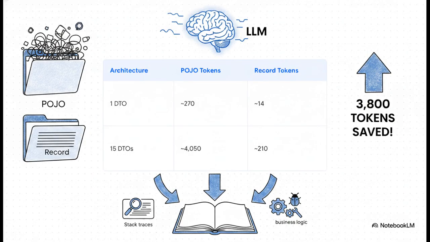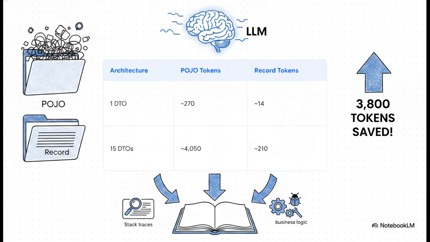Let's actually walk through this scaling math here, because it is honestly mind-blowing. If you have just one DTO, it's 270 tokens for a POJO versus 14 for a record. Okay, cool. But look what happens when your architecture scales up to just 15 DTOs. Pasting those POJOs will cost you over 4,000 tokens of pure ceremony. But if they're records, it's about 210 tokens. By simply using the modern language feature, you are recovering nearly 3,800 tokens on just 15 files.